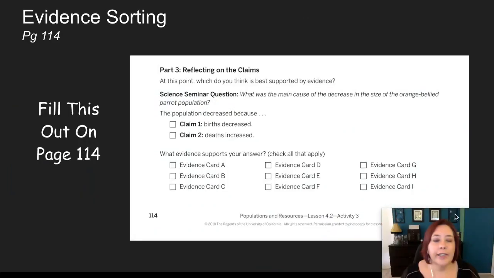So go ahead and take a look at page 114. That's where we've been. And I want you to go ahead and fill out this bottom section on reflecting the claims. So you need to take a moment and mark in the box and make a decision for your argument that we're going to work on tomorrow, which claim you're going to support. So are you going to support claim 1, that the population decreased because births decreased, or are you going to support claim 2, that the population decreased because deaths increased, okay? So check one of these boxes, and then remember to check which evidence card supports your answer.